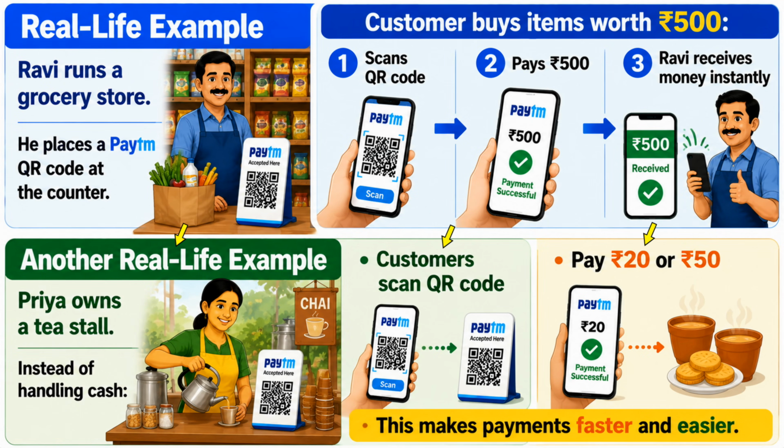Now we will see another real life example. Priya owns a tea stall. Instead of handling cash, customers scan the QR code. Customers pay 20 rupees or 50 rupees directly. This makes payments faster, easier, and more convenient.